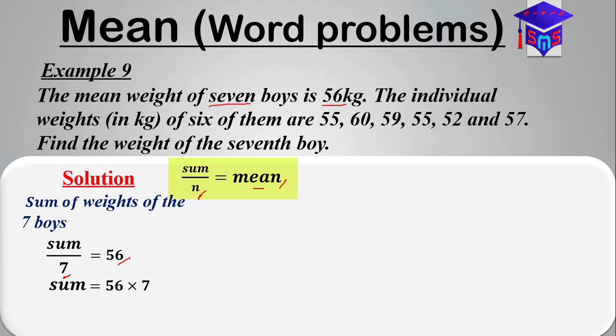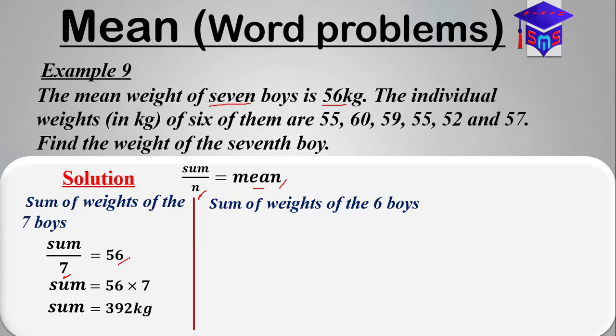Alright, so you solve this and you get the sum to be 56 times 7, and that will be giving us 392 kilograms. So all the 7 boys, when you sum their weights, you should be getting 392 kilograms. Now among the 7 boys, the individual weights of 6 of them have been given, so we can find the sum of the weights of the 6 boys. That is equal to 55 plus 60 plus 59 plus 55 plus 52 plus 57, and then you are getting the sum of their weights to be 338.